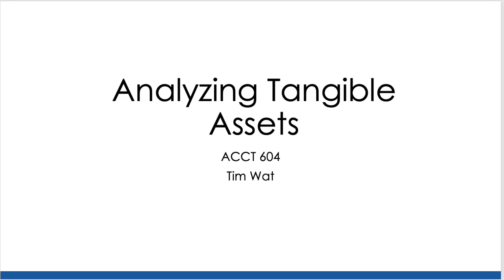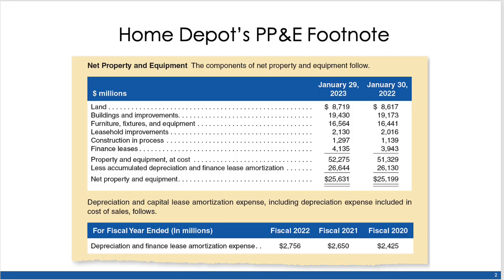As we begin this, we'll take a look at the PP&E footnote for Home Depot for the year ending 2023. As you can see in the upper table, at the bottom there, net property and equipment. So there's PP&E, net of accumulated depreciation, in millions of dollars. At the end of 2022, or really the beginning of our period, we're talking about $25,199, and then throughout the year, it increases just slightly to $25,631.